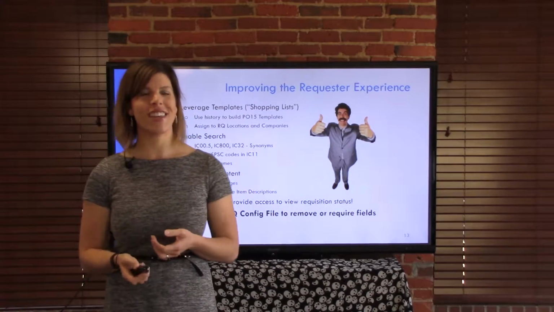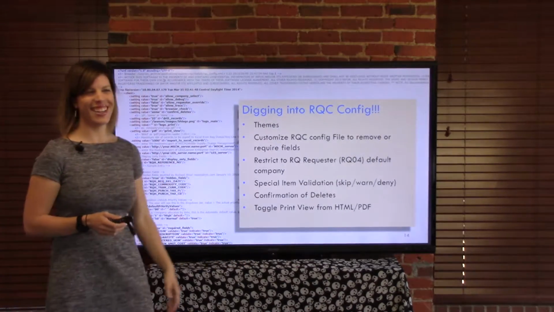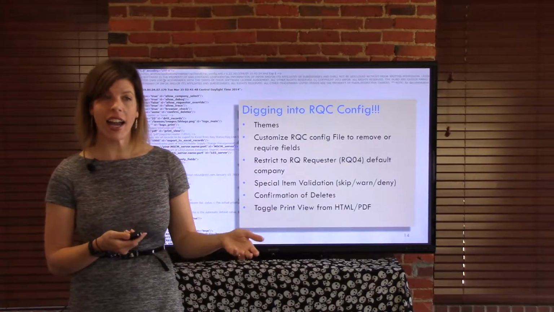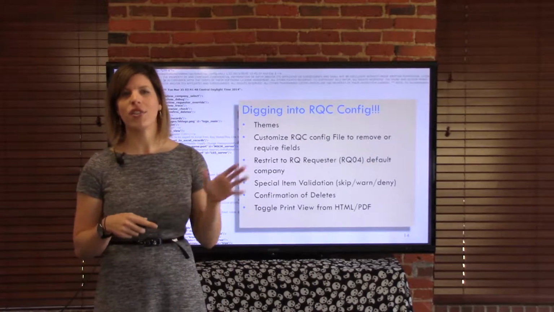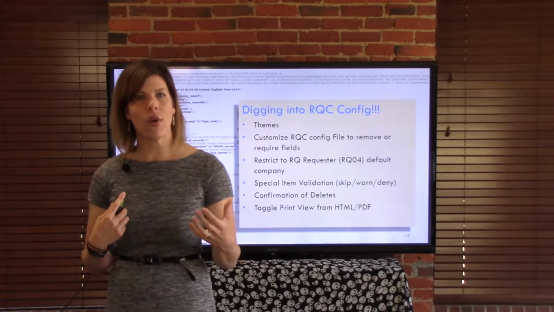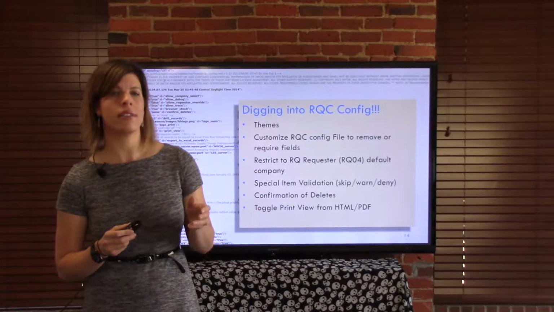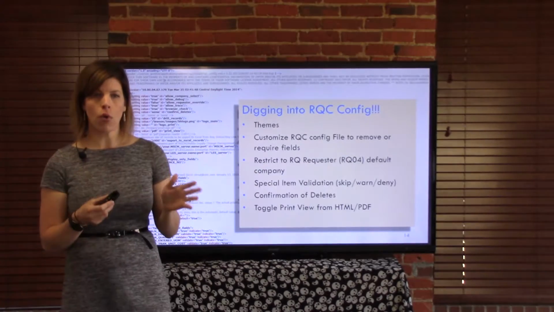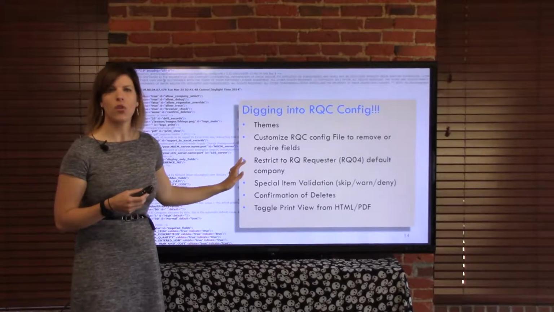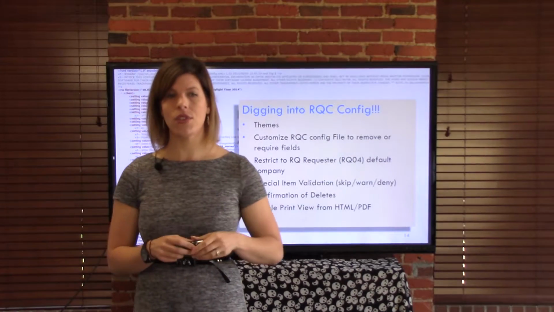So what's your RQC config file? So very nerdy here, lots of different things going on. But here's where you can edit your theme. So if you're on version 9 and you want to update to the newest 10, you can do that while you're still on 9. It enhances a lot of the error messages that your requesters may be experiencing. It just looks a lot cleaner. So here's where you can customize removing, requiring fields. You also, if you're a multi-company organization, here's where you can allow the requester a drop-down for company, or limit that if you so choose to.